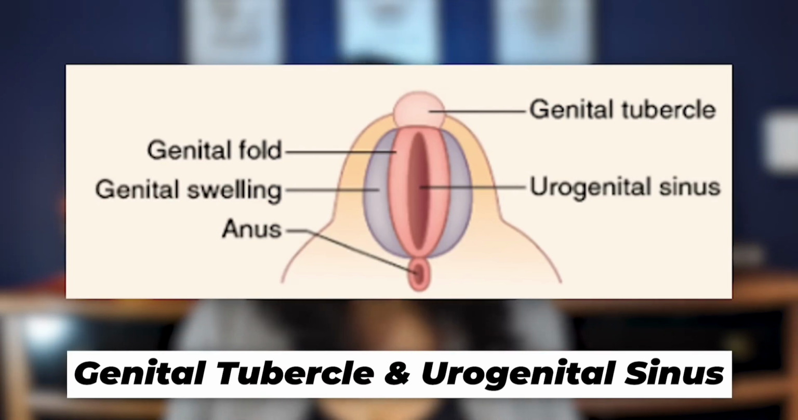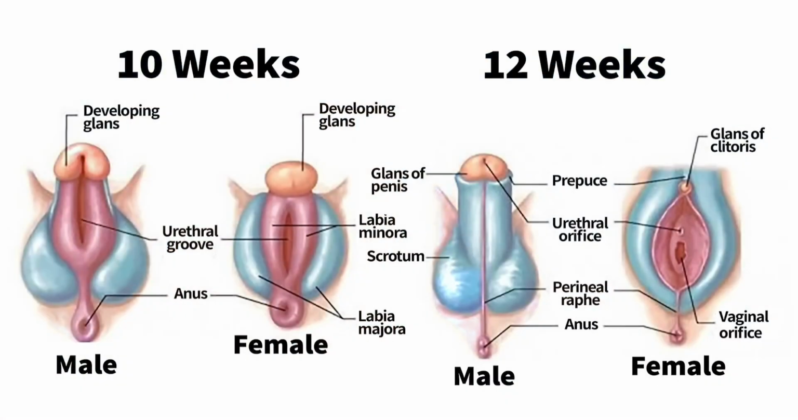At about 10 weeks, the fetus starts developing male or female external genitalia depending on what genes the baby has. So if they're an XX, they're going to develop into a female, and if they're an XY, they're going to develop into a male. The genital tubercle, as you can see here, develops into the head of the penis in the male and the head of the clitoris in the female.